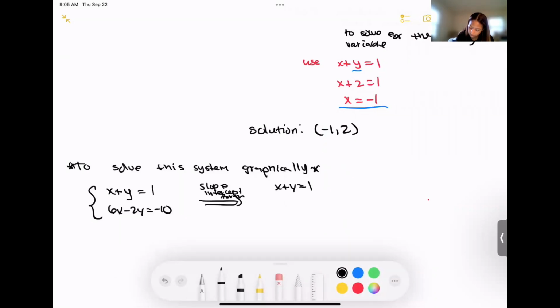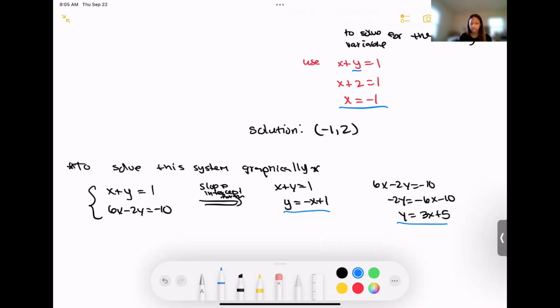x plus y equals 1 becomes y equals negative x plus 1, or you can write 1 minus x. And 6x minus 2y equals negative 10 would be negative 2y equals negative 6x minus 10, dividing everything by negative 2, y is equal to 3x plus 5. So these are the slope-intercept forms of these equations. We're going to plug these in for our y1 and y2, and then find the intersection point.